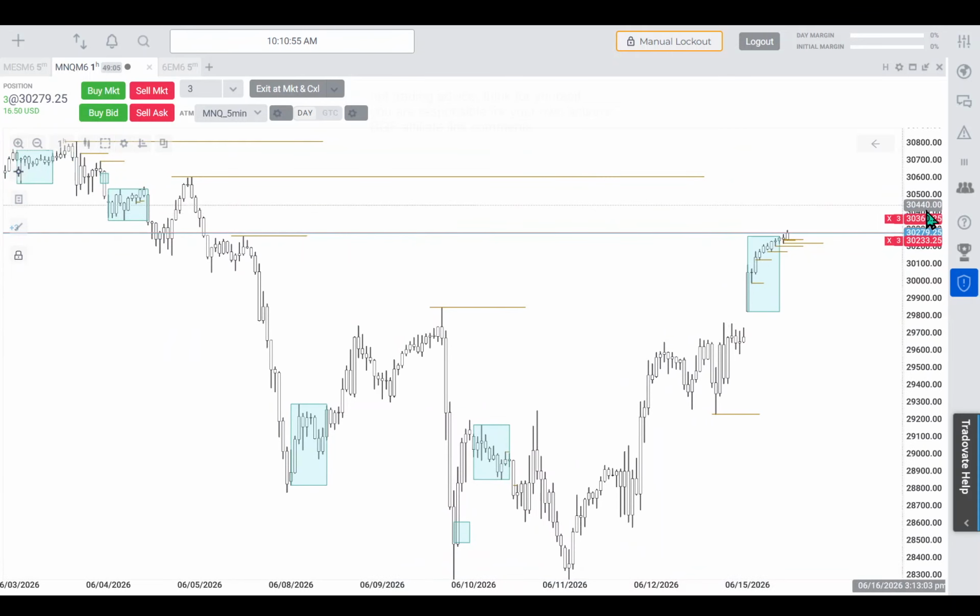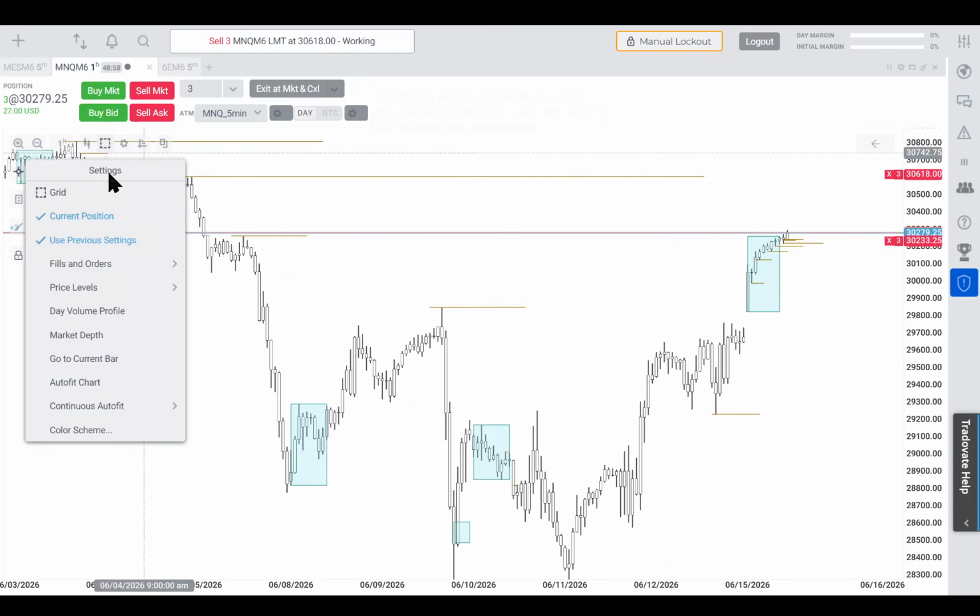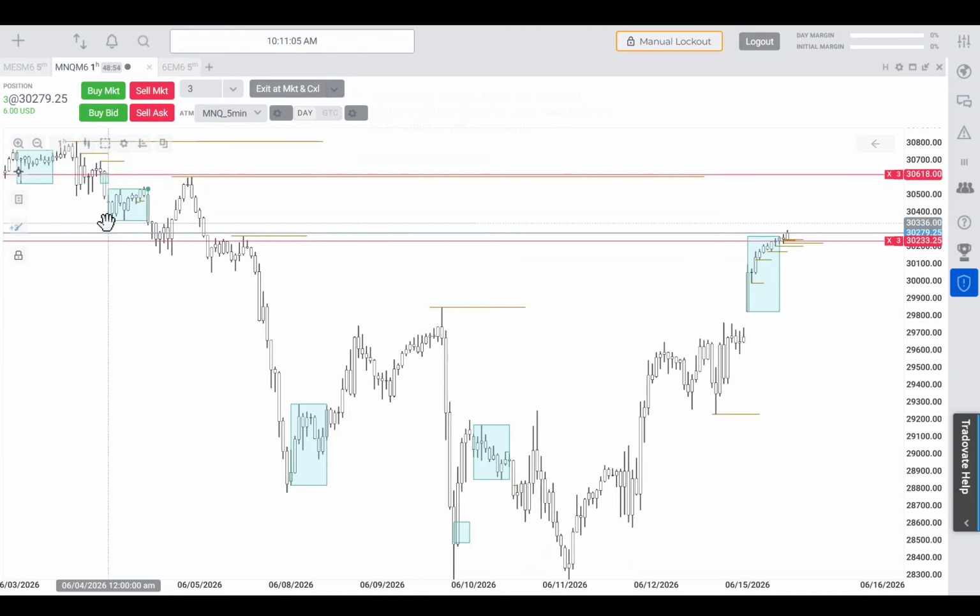I don't see a reason to target anything lower, so we're just gonna target the high over here. And we're just gonna put the lines on again because the lines are slightly confusing. I did like the lines off at one point, but I don't anymore. So current TP at 30618. 3 contracts long, TP at 30618.